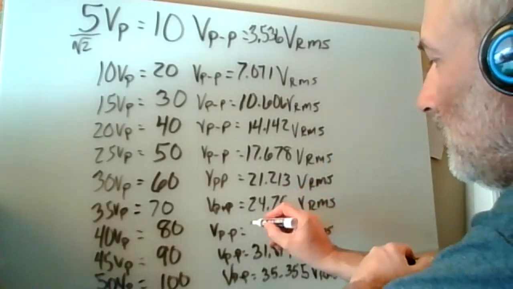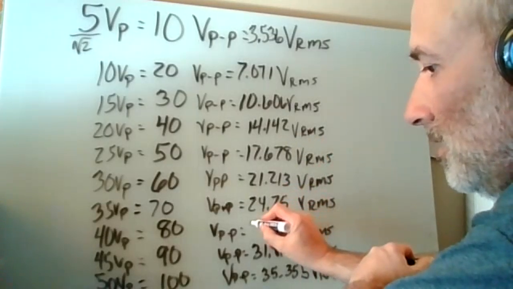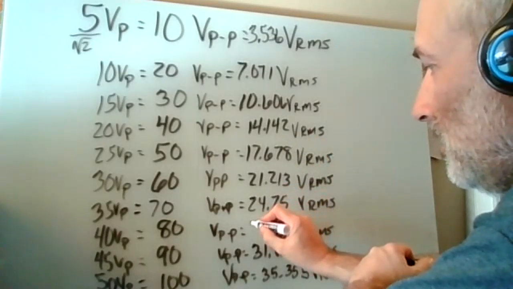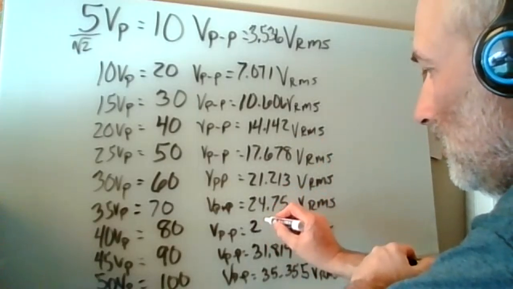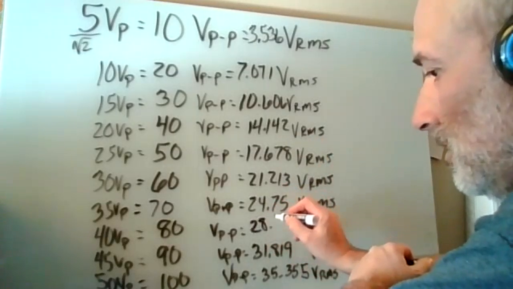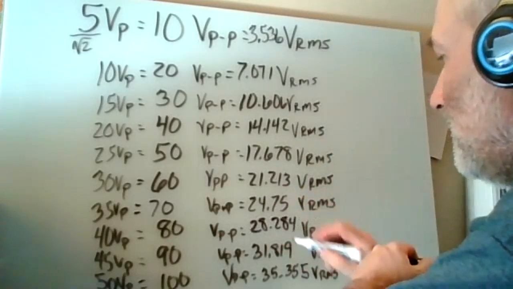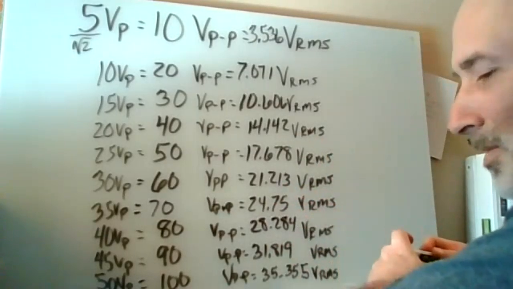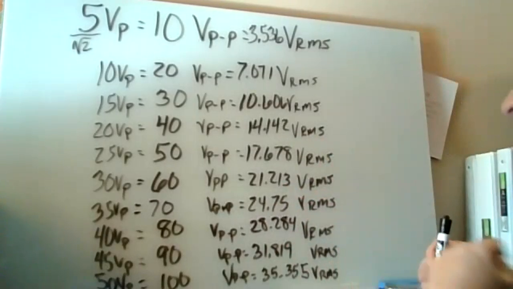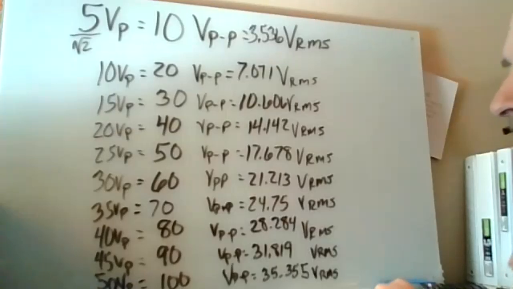Okay, and what did I get? My calculator is reading 28.28 or something. 28.28. Yeah. Outstanding. That's exactly it.